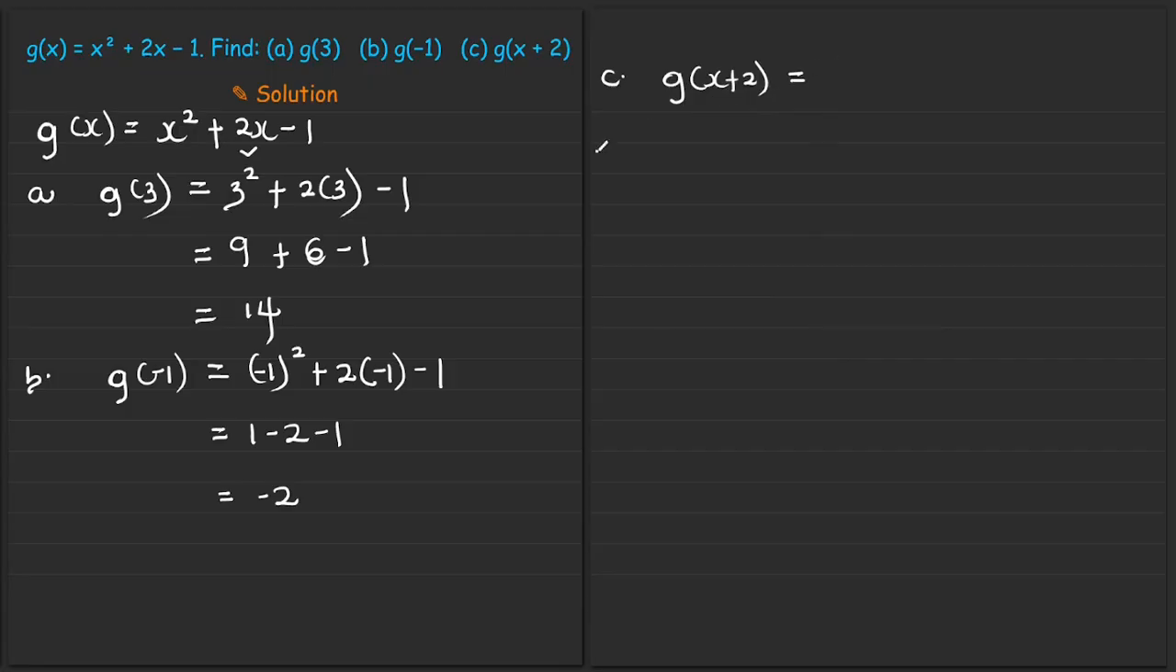So we have the function says x squared. So all of this squared, that is (x + 2) all squared, then plus 2x. So all of this becomes our x. So 2 into bracket (x + 2), and then the minus 1. We'll now have to expand all of these.